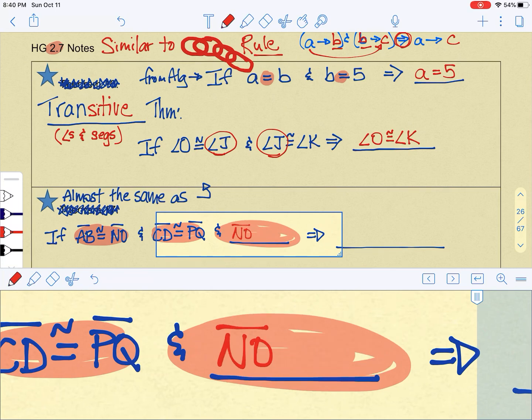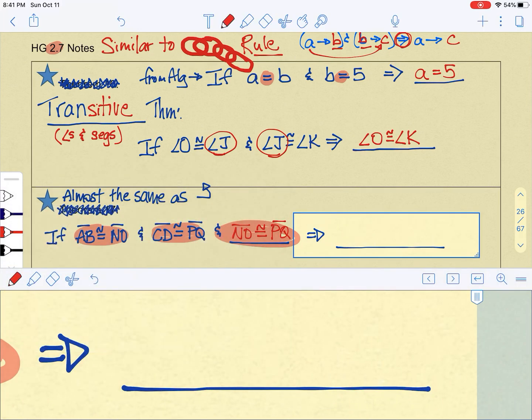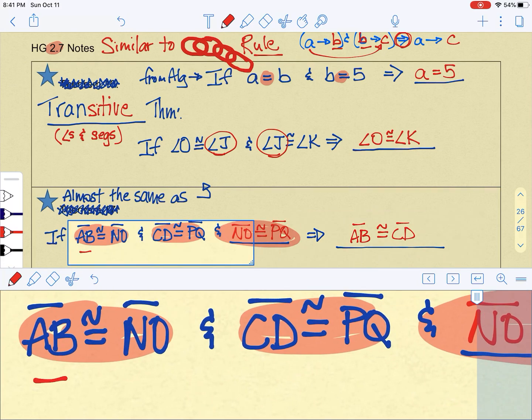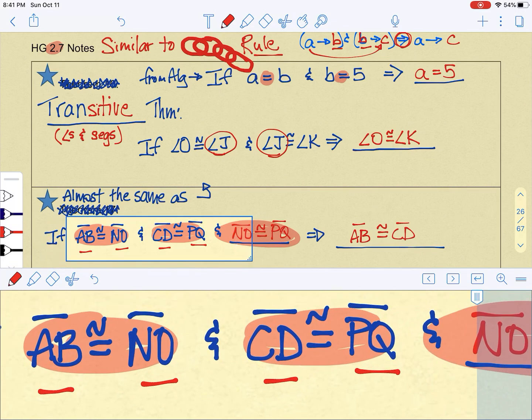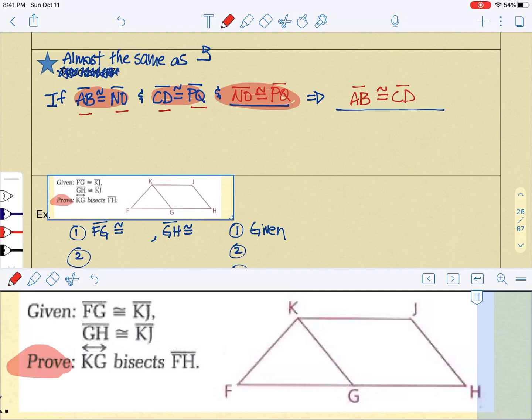Now, if we know that segment NO is congruent to segment PQ, notice those have already shown up, then we know that AB must be congruent to CD. Hopefully I didn't do that too fast. Yeah? So here's AB, here's CD, and NO and PQ, right? So notice we start with three, and end up with the first and the last. Does that make sense? And they all said yes.